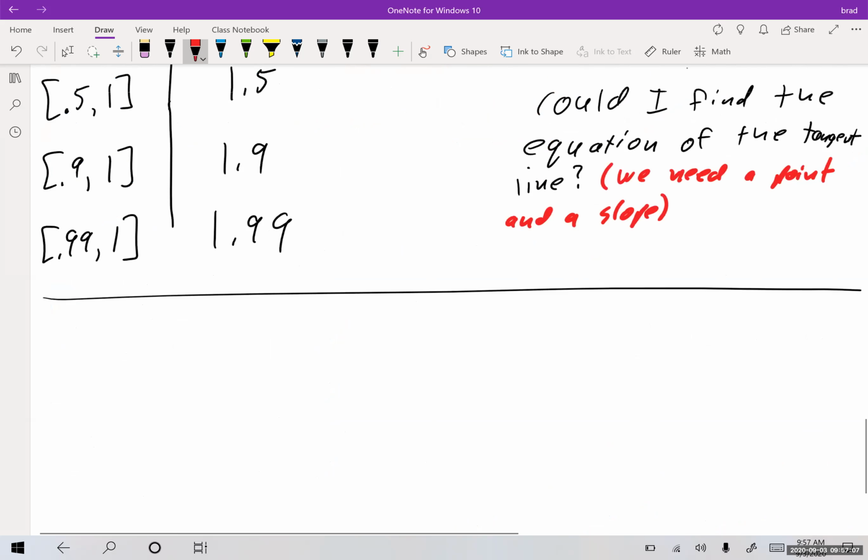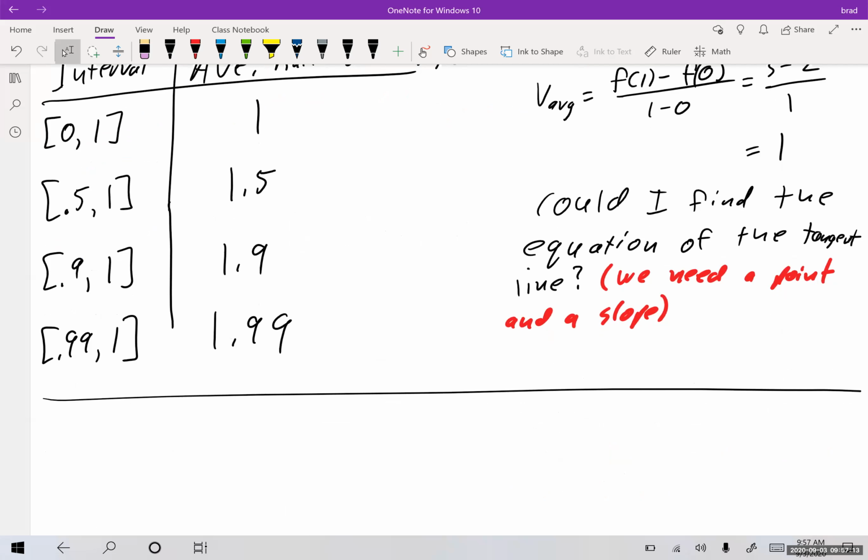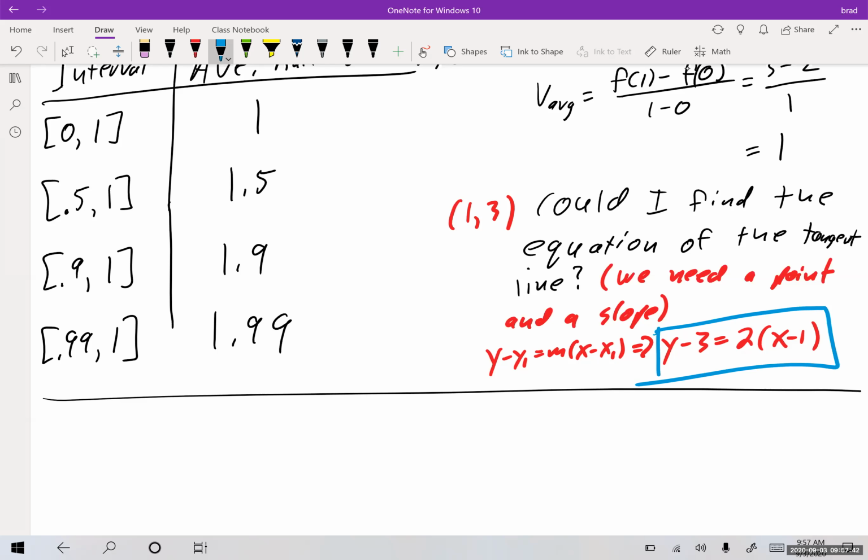So what I'm going to do is write my formula for finding the equation of a line. I use point slope form: y minus y1 equals m times x minus x1. Remember, we're using the point (1, 3), because I plugged it into the original function and it spit out a value of 3. So it'd be y minus 3 equals my slope of 2 times x minus 1. So here is my equation of my tangent line. You could put it in y equals mx plus b, but I didn't ask you to.